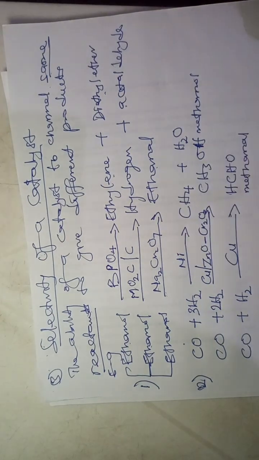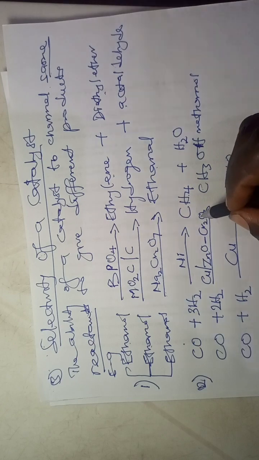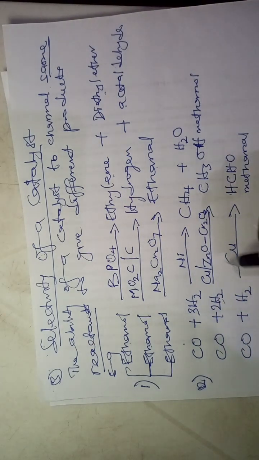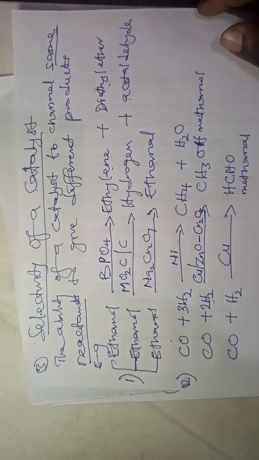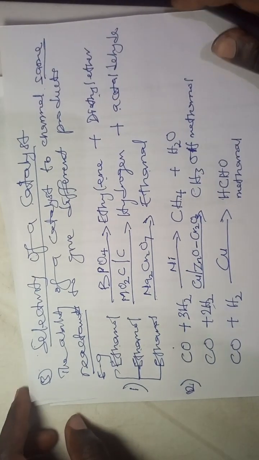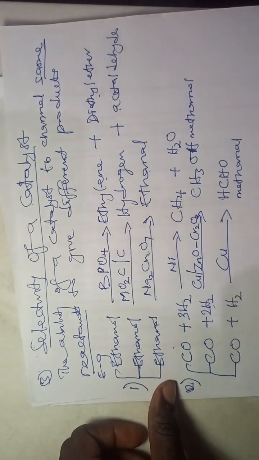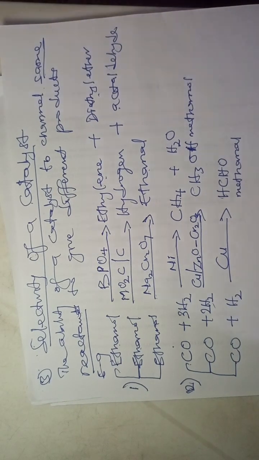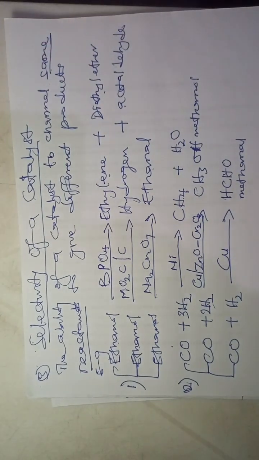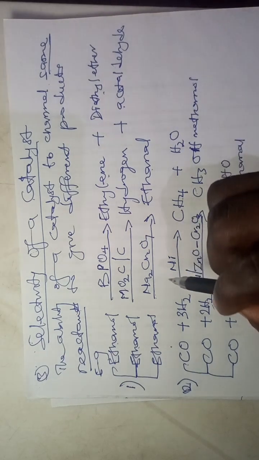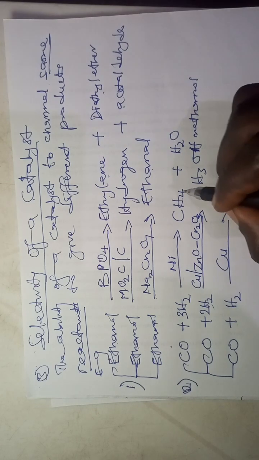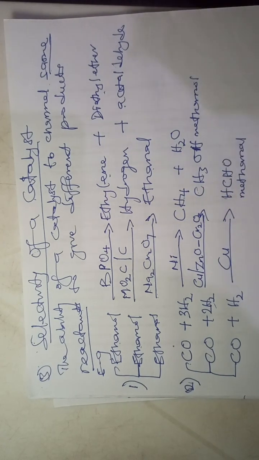So you can see that these different products have formed from the same reactant, depending on the type of catalyst you are using. This explains the selectivity of a catalyst. These are good examples that explain the selectivity of a catalyst. So I think you understand this. But meanwhile, if you want to obtain a very particular type of product, then the catalyst becomes specific.